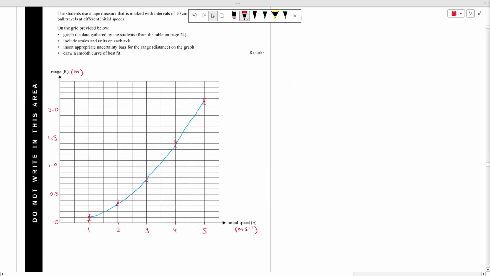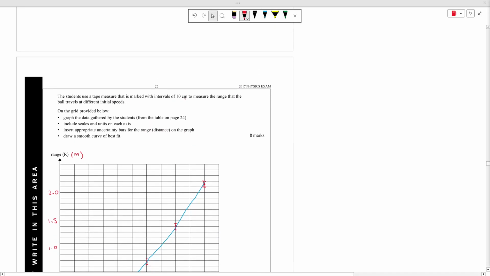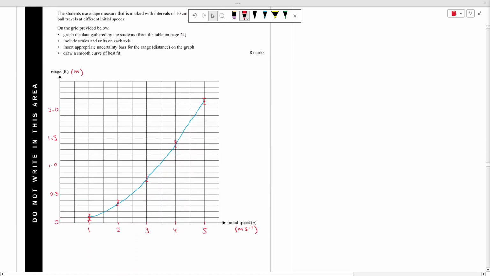Alright, insert appropriate uncertainty bars for the range on the graph. So the range is the vertical value. Now it tells us here that they've used a tape measure marked with intervals of 10 centimeters, which means that our uncertainty is going to be half of that, which is 5 centimeters. Now if I've said that one tick mark is 0.1 meters, that's 10 centimeters, then half a tick mark is 5 centimeters. So your uncertainty or error bars have to have a length of 5 centimeters or half a grid line.